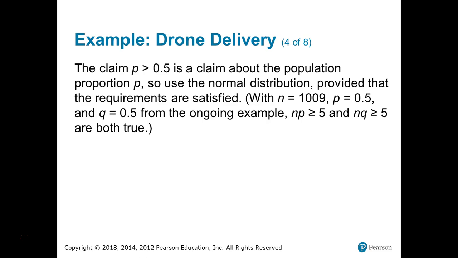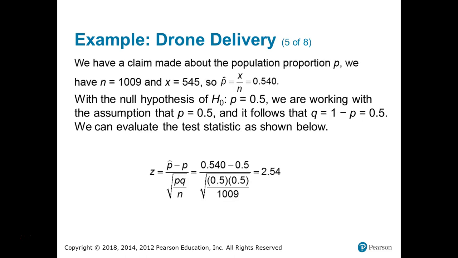So since the claim P is greater than 0.5 is a claim about the population proportion, we will use a normal distribution, provided that the requirements are satisfied, which they are. So we have a claim made about the population proportion. We have n equals 1009, x equals 545. So we can say that our sample proportion is 0.54, with the null hypothesis equaling 0.5. We can assume that p equals 0.5, and it follows that q would also be 0.5.